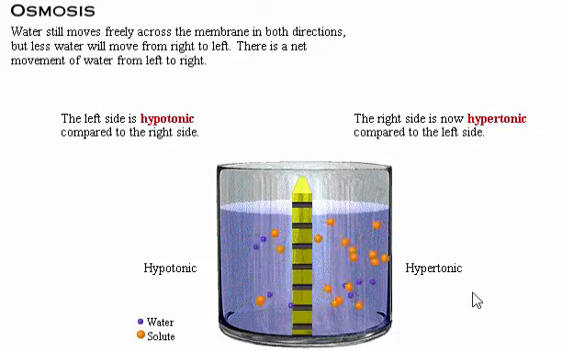However, less water will move from right to left because the higher concentration of water on the left side creates a greater chance for a collision between a water molecule and a channel on the left side. As a result, more water will move from the left to the right side of the container.